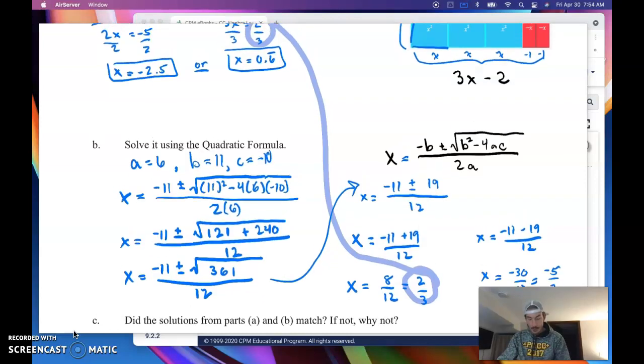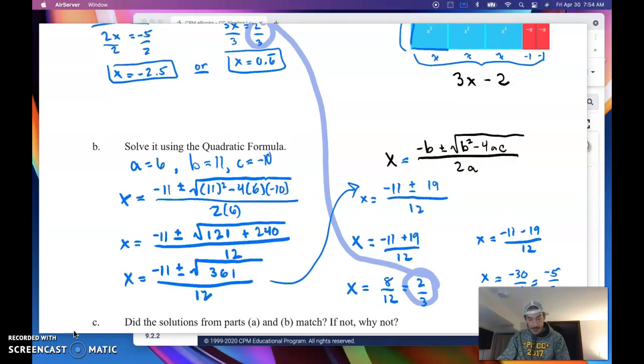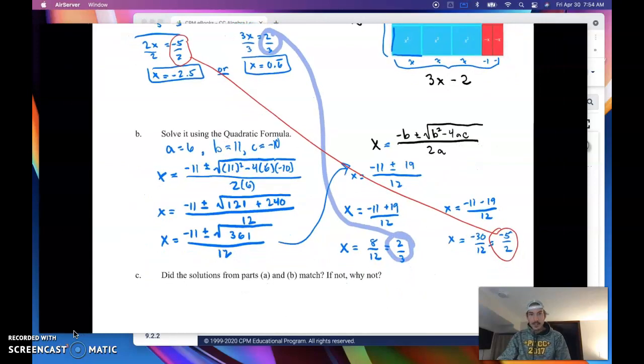And ladies and gentlemen, one more time, we can see that connection here. I can connect that to that solution right there. So the question in C asks, hey, did the solutions from A and B match? Yeah, they did. But notice what I did here.